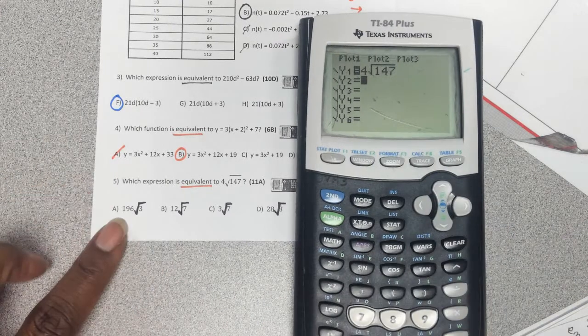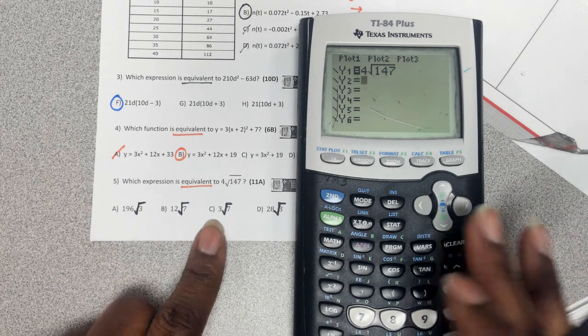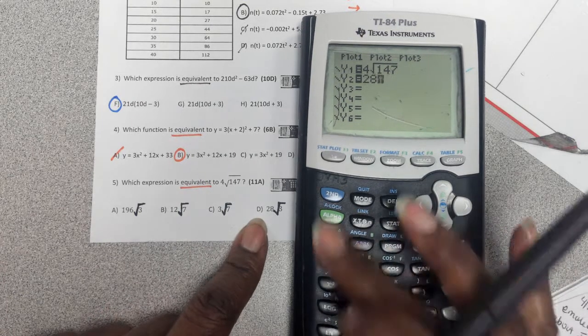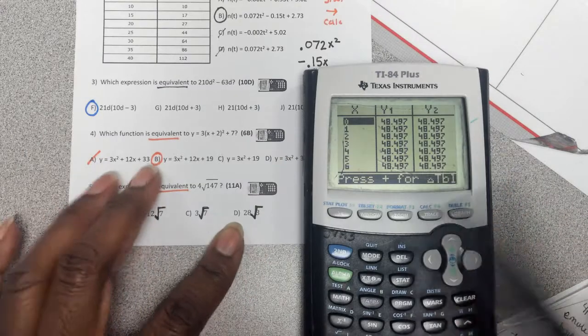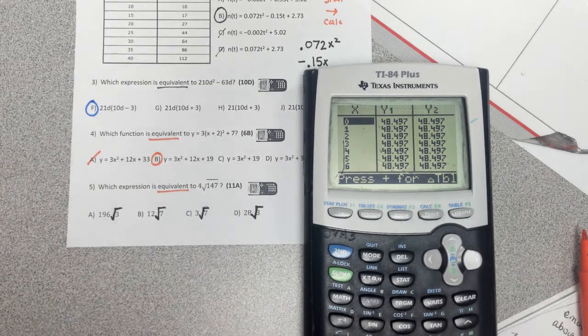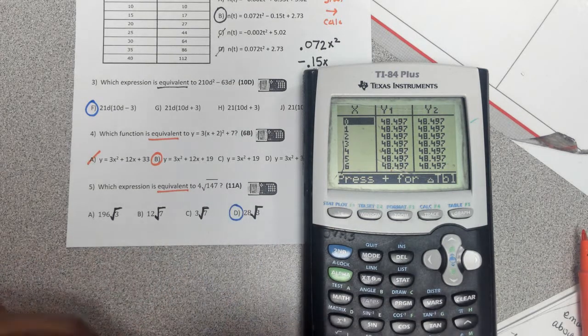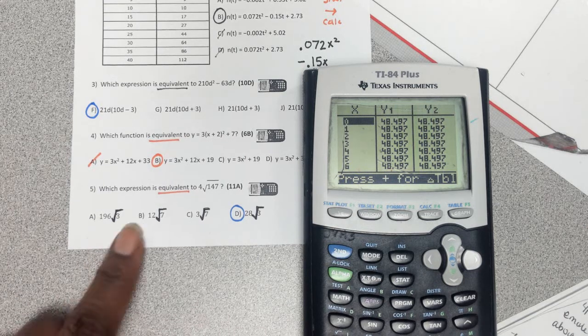Did anybody get the answer for this one? Go ahead and try. Somebody said it's D. That's 28 square root of 3. I'm just going to put D in there first. And here we go. Equal, all the way down. Perfect. Yes, the answer is D. Well, maybe you didn't. Stop being lazy. You need to try all of them.